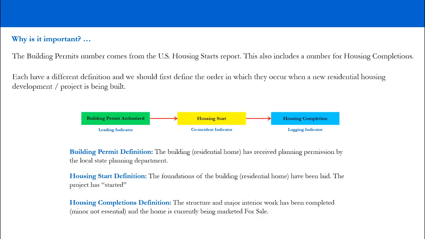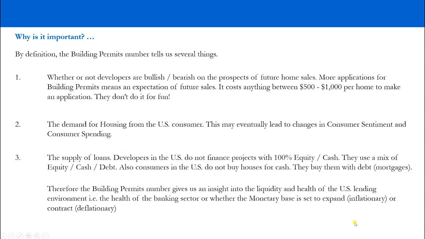So what this number does for us is give us a very good indication of the growth in the future of the US housing market. And that in itself is an extremely important indicator to the future health of the US economy. And if we think about this in a bit more detail, the building permits number tells us a number of things. So the first thing it tells us is whether or not developers themselves are bullish or bearish on the prospects of future home sales.